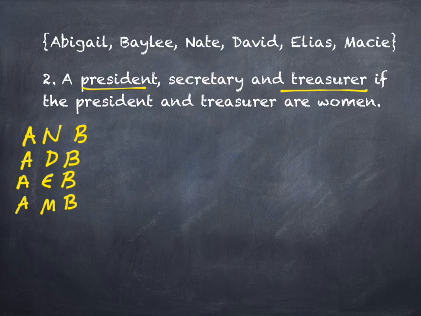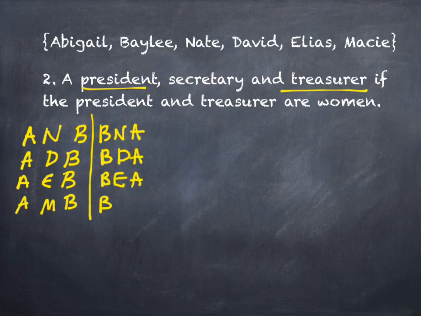Agreed? But couldn't I also switch this again, like I did on the last one? Switch column 1 where the A is and column 3 here over here where the B is, and I would have a different arrangement with Abigail as the treasurer and Bailey as the president. So I'm going to do that on this. I'm going to write down BNA, BDA, BEA, and, oh, one more, BMA.